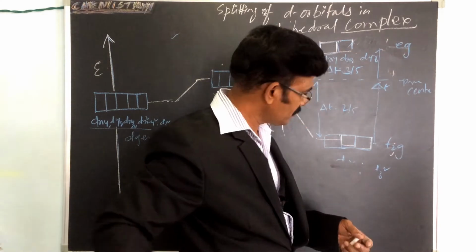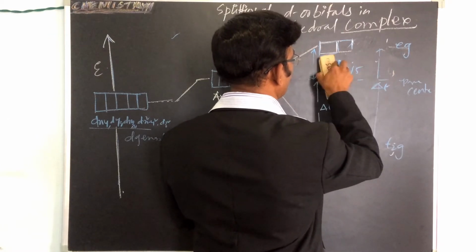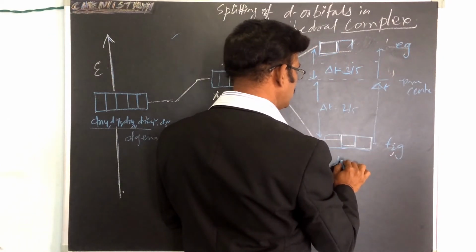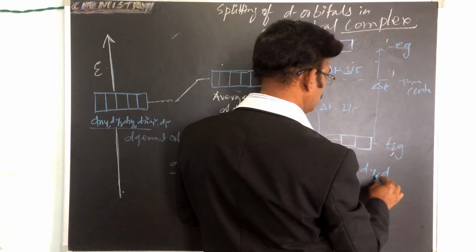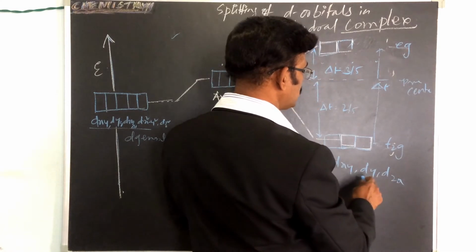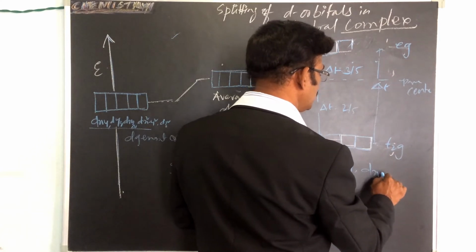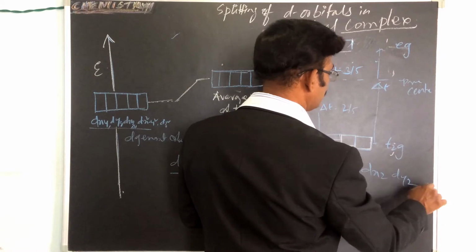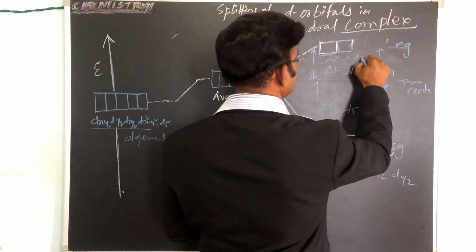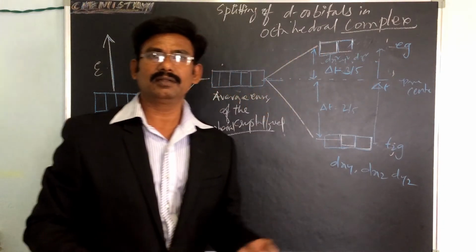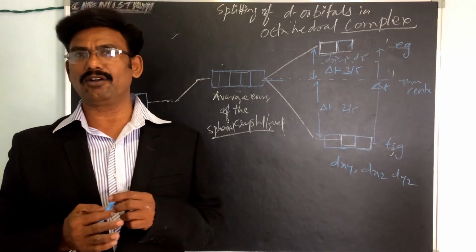That is dxy, dyz and dzx. Here dx square minus y square and dz square. Two sets, the opposite of the tetrahedral, here in the octahedral complex.